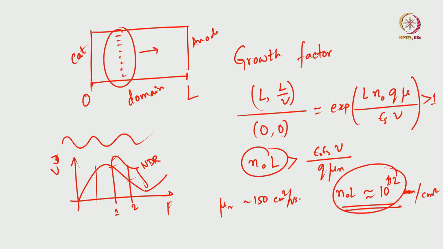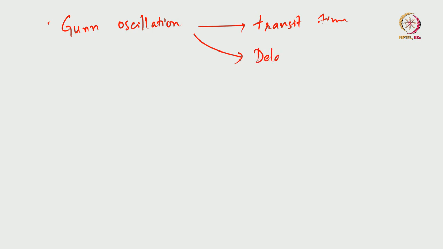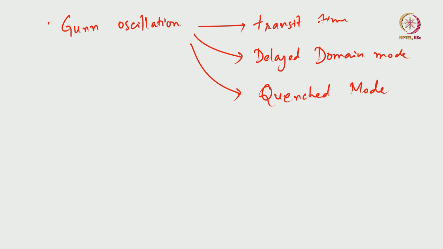So this quantity is used as a factor in differentiating different modes of oscillation in which the Gunn diode can be operated. People usually take this as a sacred number, a kind of benchmarking number against which they try to explain the different domain or oscillation modes. For instance, there is the Gunn oscillation mode. We'll come to what it is, of course, and it might have further modes. There might be a transit time mode, a delayed domain mode, a quenched mode, and then an LSA mode, limited space charge accumulation mode.